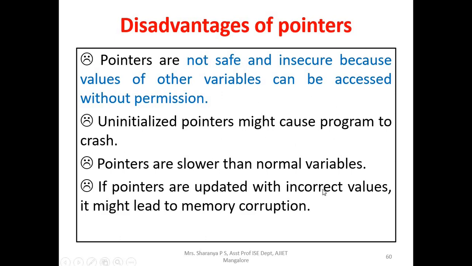Pointers are slower than the normal variable because it contains the address of the variable. If pointers are updated with incorrect values, it may lead to memory corruption.